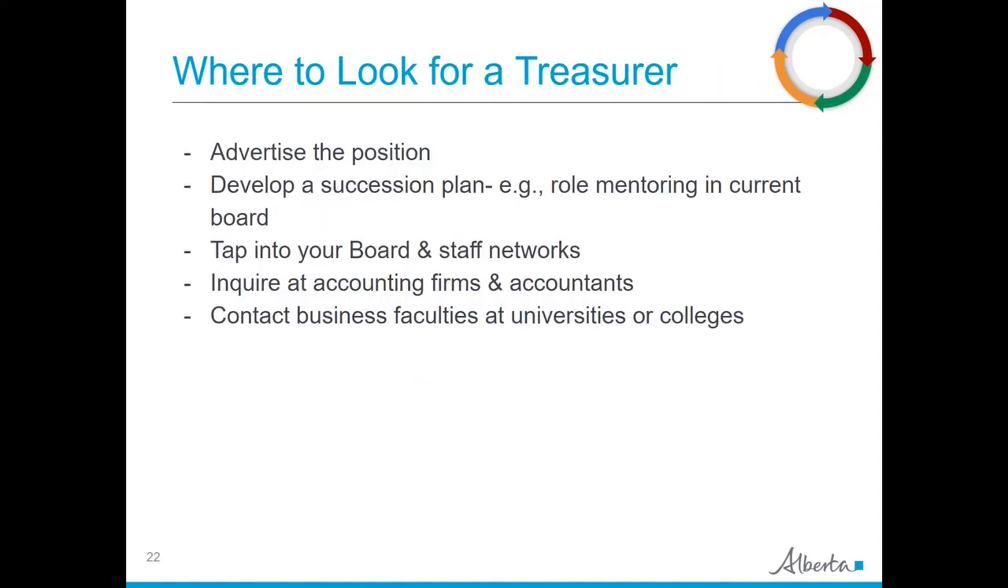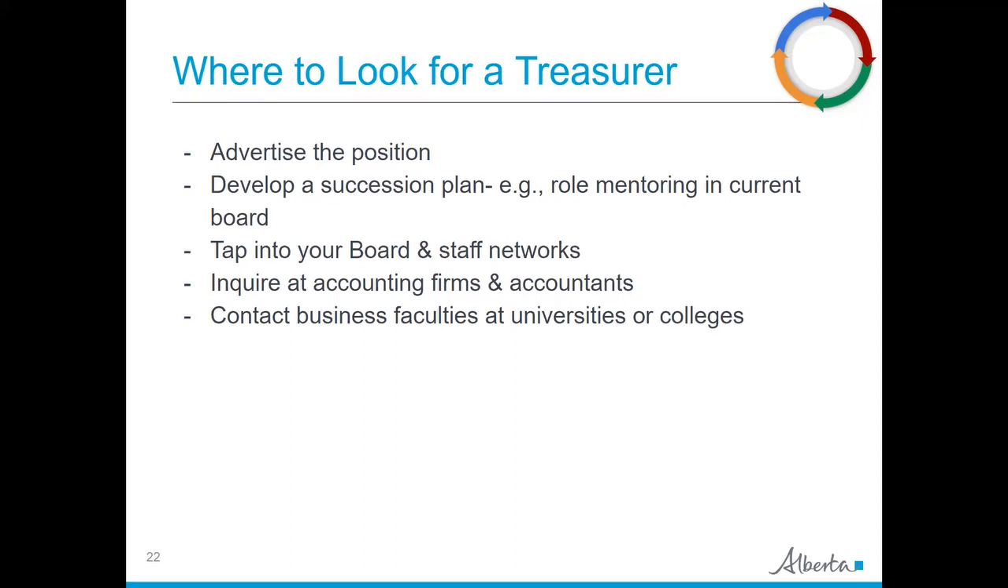If you're looking to recruit a treasurer for your board, here are some suggestions of where to look. The first one is to advertise the position. Some capacity building organizations such as Charity Village and others post volunteer board positions on their websites. You can also develop a succession plan. Succession planning that includes strategies on how to recruit a new treasurer can be very effective.